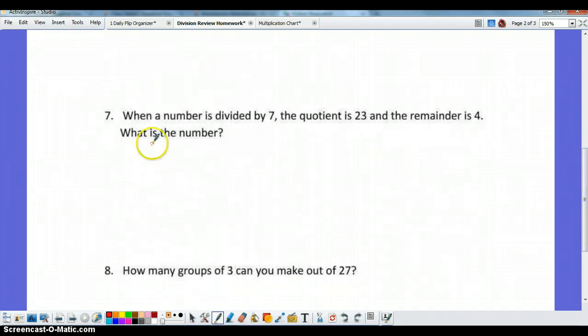And I've got another question here. When a number is divided by 7, the quotient is 23, and the remainder is 4. What is the number? Holy smokes. Well, let's take a look. If I set up my division, the quotient is the answer, which is 23. Inside the division house is what we're actually looking for. What are you dividing by? The remainder is 4, and the divisor is 7.